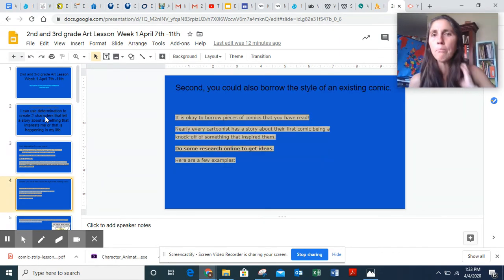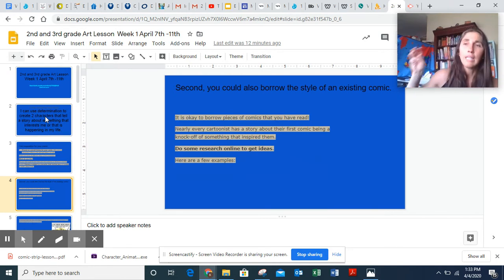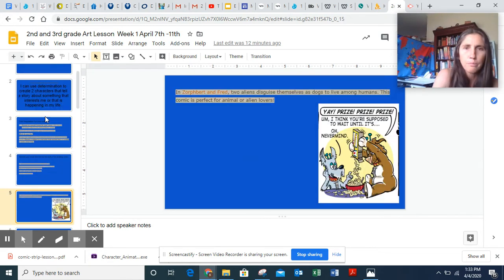Okay, second, you can borrow the style of an existing comic. So I know some of you guys read Lunch Lady. There's a bunch of other cartoons, Garfield. Tons and tons out there. You can use those characters and then change something. You can't just copy the whole cartoon the way it is, okay? Get some ideas. You may go online and look at some, okay? Here's a few examples.